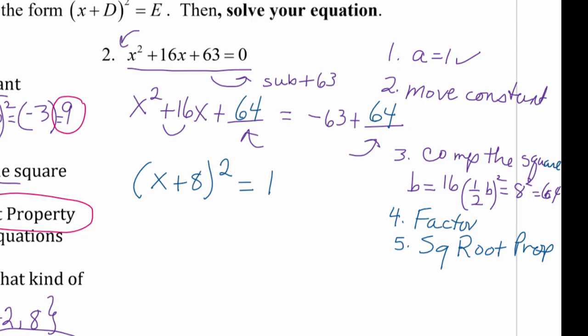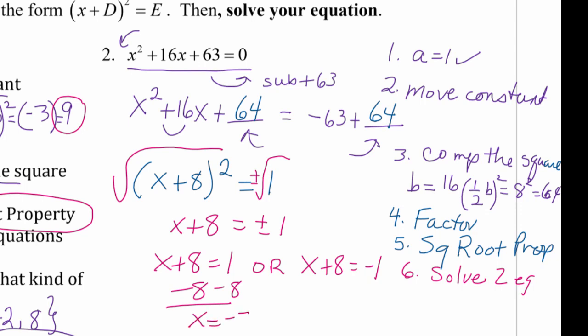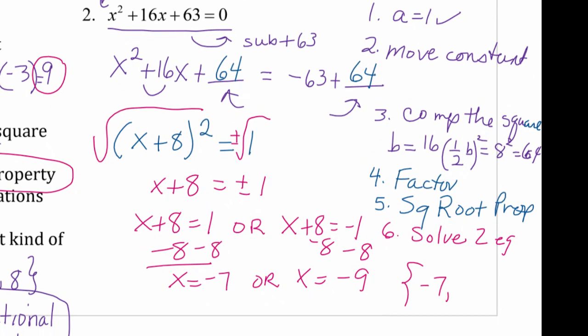Okay, so square root, we need a different color. Square root, plus or minus square root of 1. So here we get x plus 8 equals plus or minus 1. Step 6, solve two equations. x plus 8 equals 1, or x plus 8 equals -1. Subtract 8. x equals -7, or x equals -9. I'm going to leave the check to you this time. Okay. The solution is -7 and -9, those two numbers.